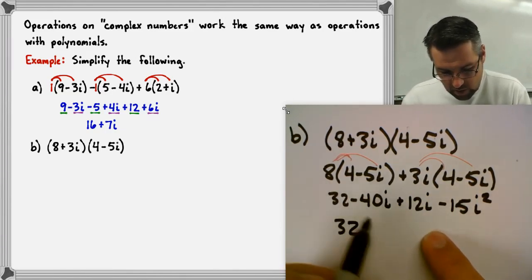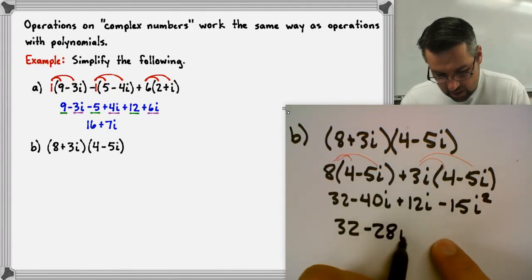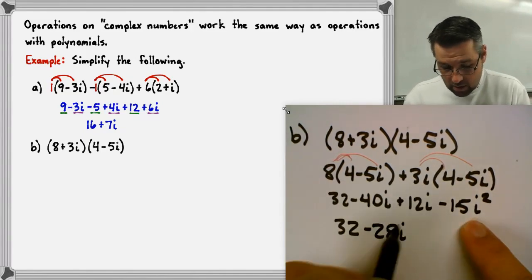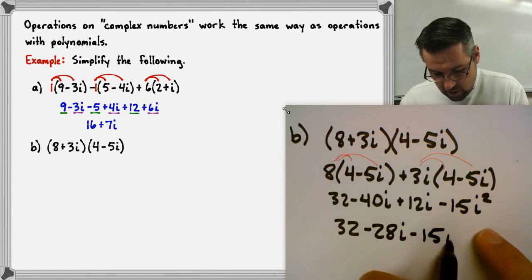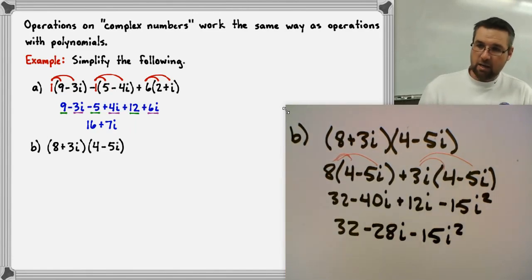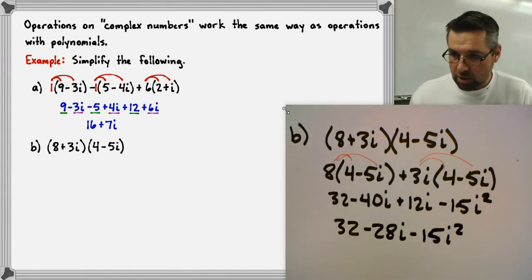-40i plus 12i is -28i. And then here, we got negative 15i squared. So that's as simple as we can get it according to the rules of polynomials.